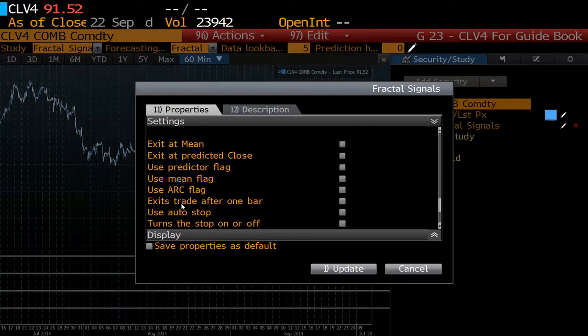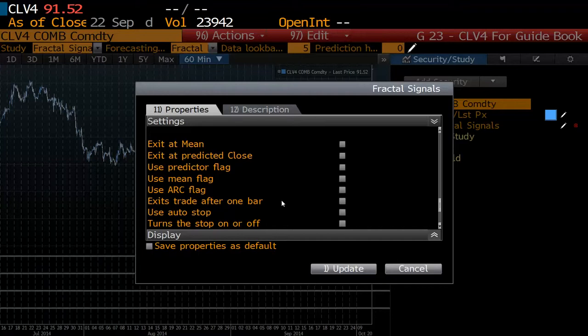The next selection here is exits trade after 1 bar. Now what this means is that, let's say you're in a trade, and as soon as you enter that trade you're thinking, well, I'd really like to get out of this trade if the market looks like it's going to move against me. So I entered the trade. I really wanted to get out at the predicted close. I'm looking to get in and out of this trade on the same bar.